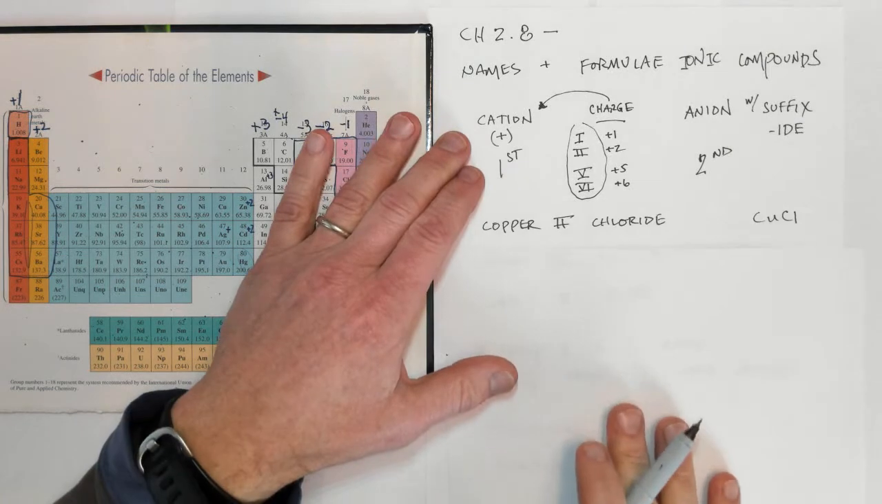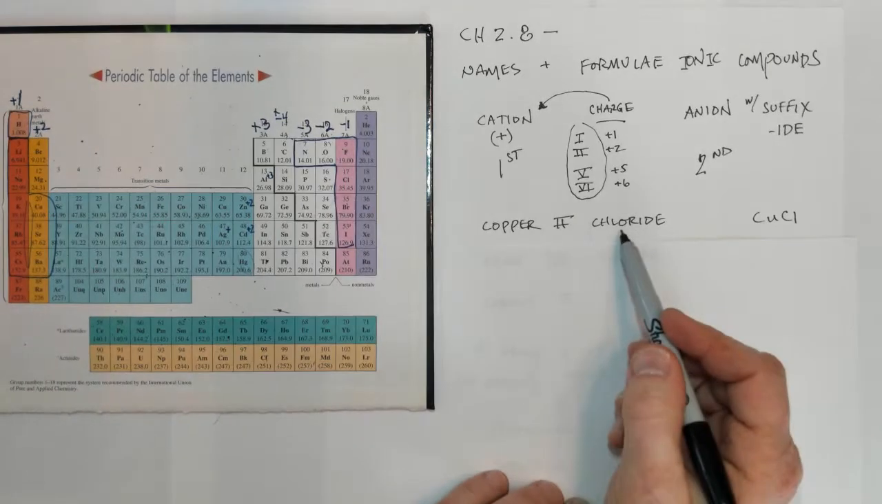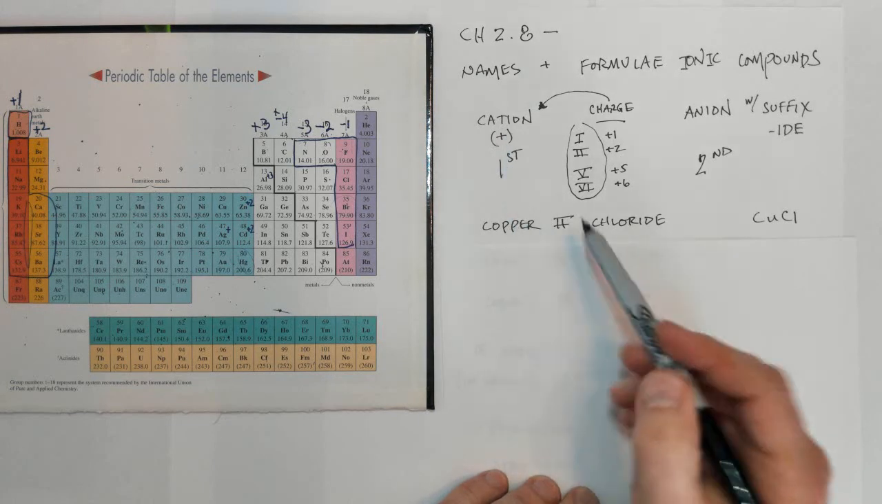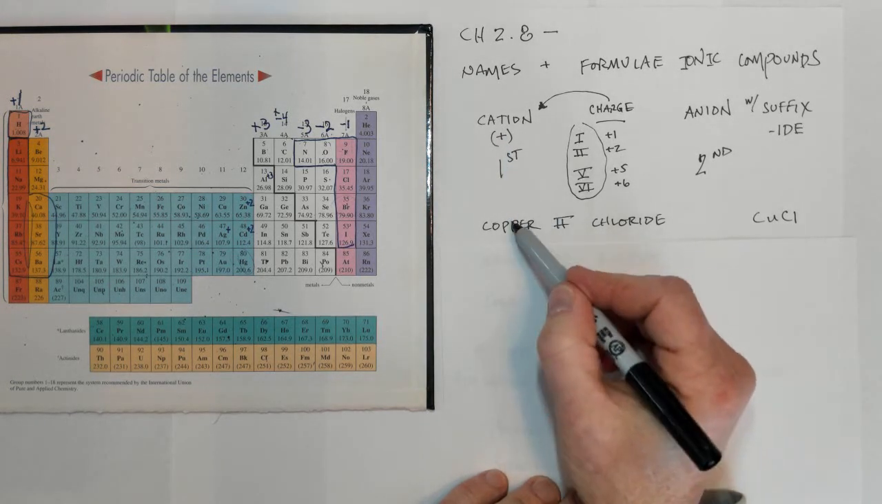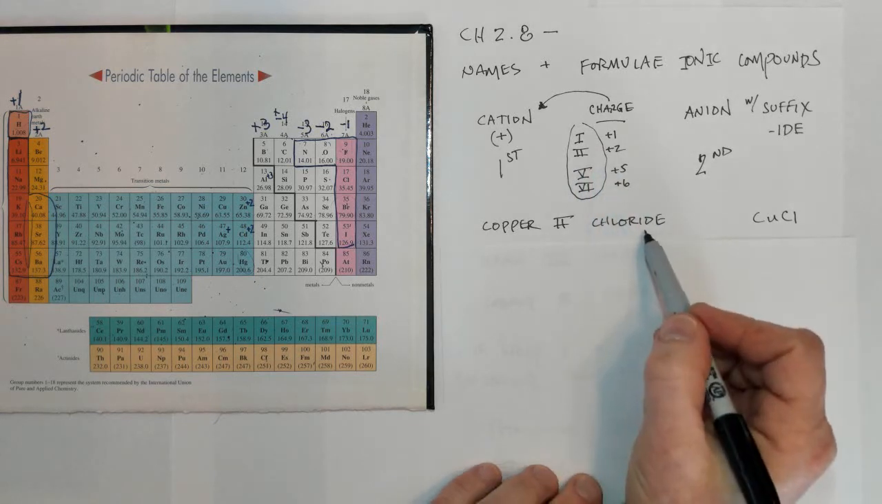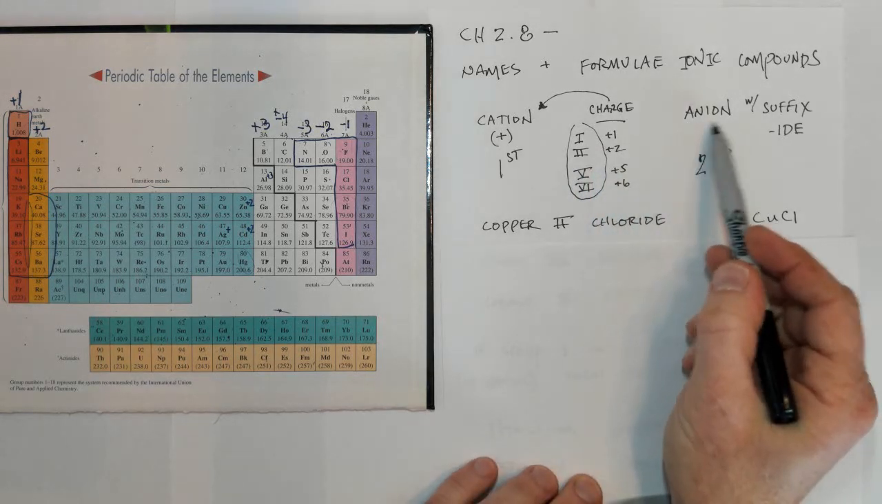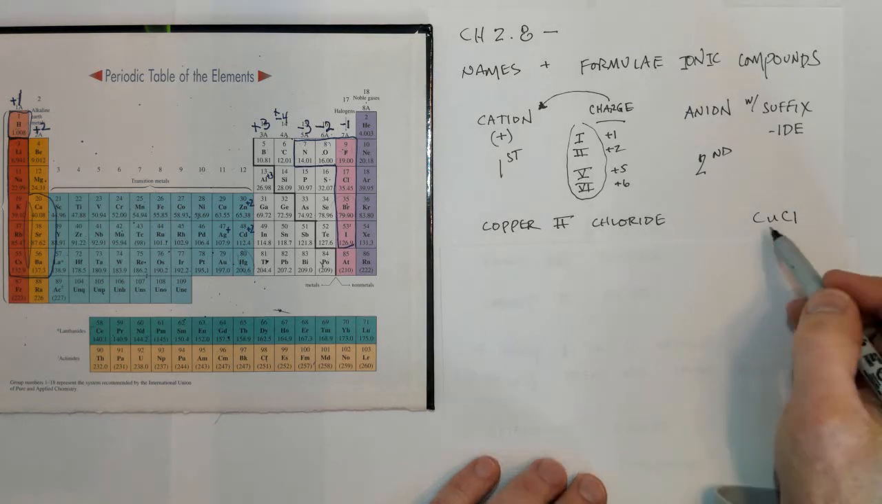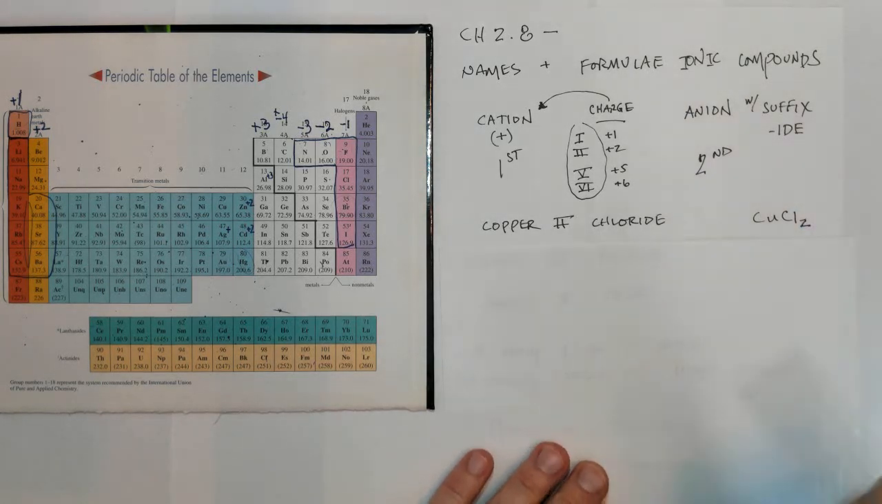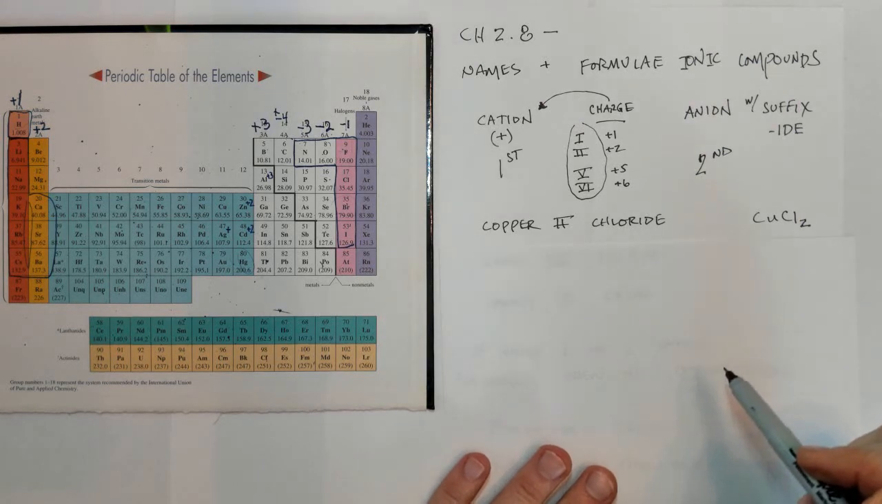Here's some examples. Copper(II) chloride. Copper would be the cation, it's listed first. The 2 tells you that copper has a charge of positive 2, and chloride tells you that the second element, the anion, is chloride. And the formula would be CuCl2. Why there's a little 2 down here is coming in the future.